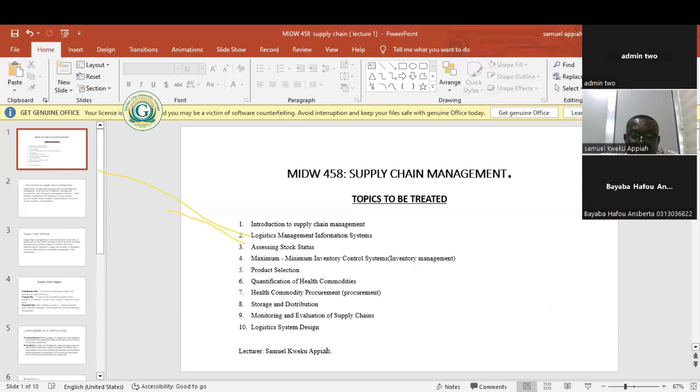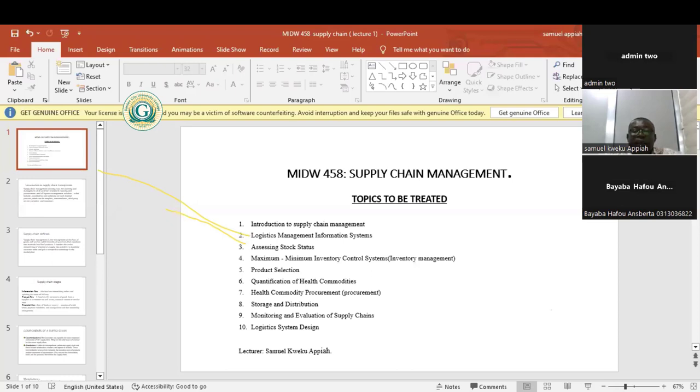So we are going to look at how we design our logistics system in such a way that health commodities will be available at the right time and at the right place. So we're talking about having the right product in the right quantity, at the right time, and at the right place. So these are the topics.